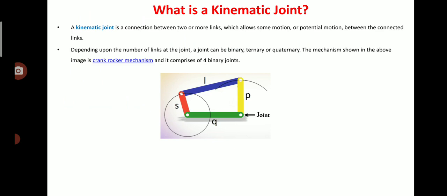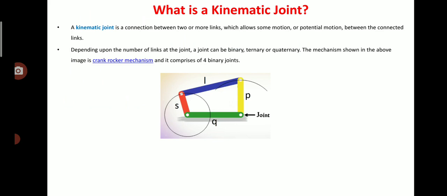Then let us understand what a kinematic joint is. A kinematic joint is a connection between two or more links. As there are a number of joints in the human body, in the same way in a machine there are a number of joints. What is the function of these joints? These kinematic joints allow some motion or potential motion between the connected links.